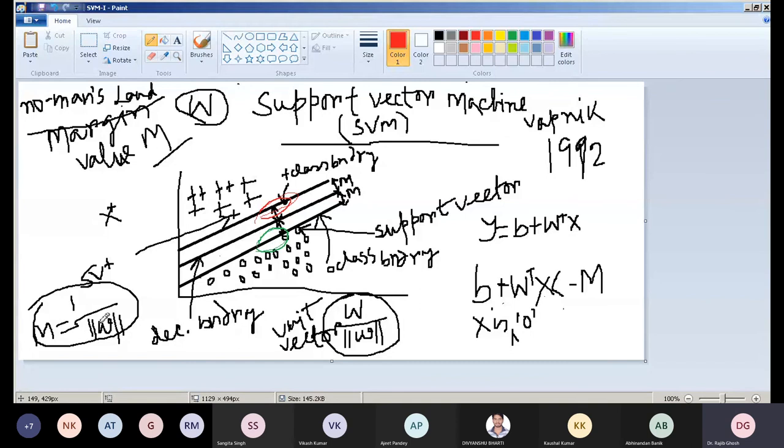So this is the margin size. In this way we are deriving. So margin size, now we can conclude. The margin size M is equal to 1 by norm of your weight vector W. So in this way, in general, we are deriving the margin size.